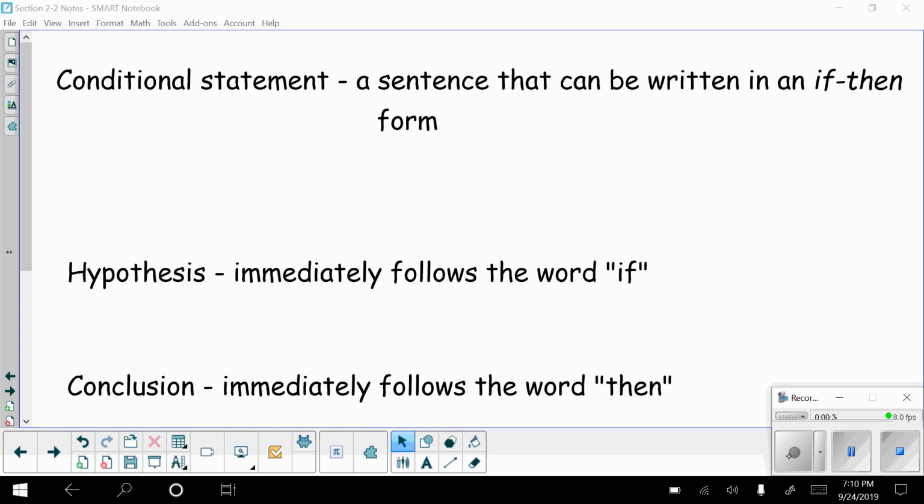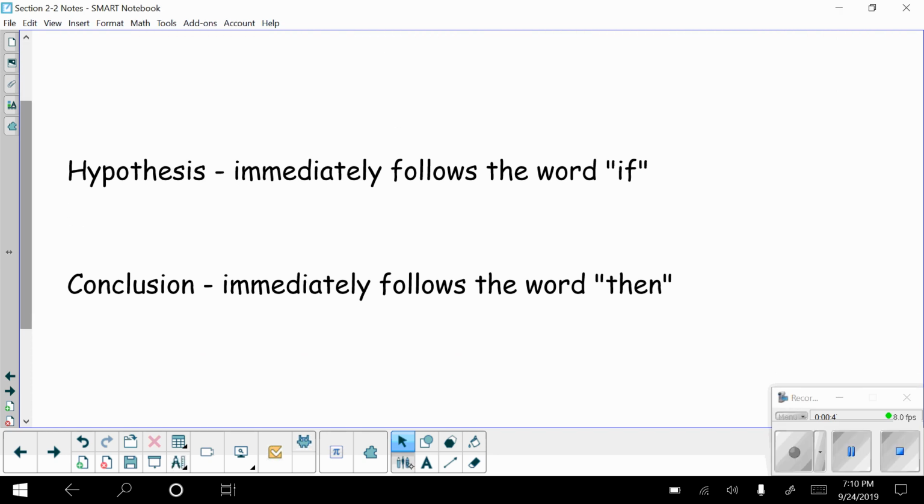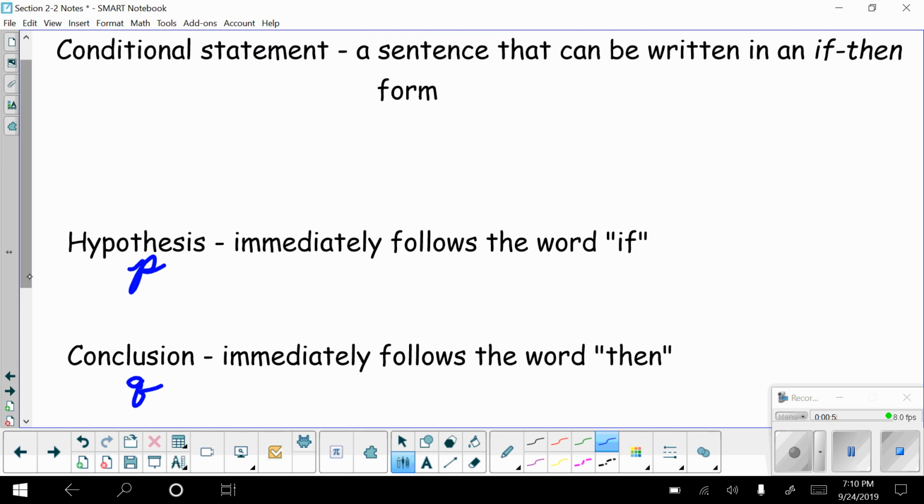If it's written in if-then form, the statement that immediately follows the word if is called the hypothesis. The statement that immediately follows the word then we call the conclusion. So if I use P to represent the hypothesis and Q the conclusion, then my notation in symbols for a conditional statement is I'd write the hypothesis followed by an arrow that points to the right, followed by the conclusion. And I would read this as if P, then Q.